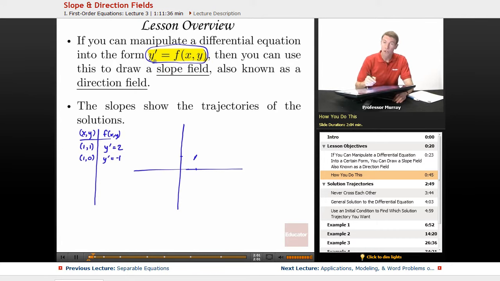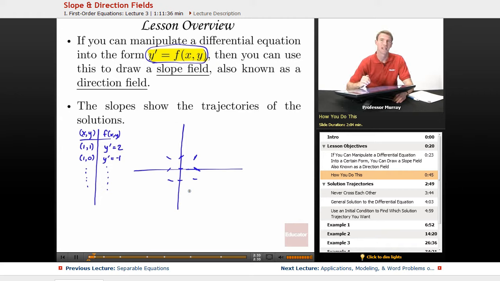And then you would go over to the point 1, 0, and draw a little mark with slope -1. So I draw a little mark here with slope -1. And you do that for all different points here. You find little slopes for all the points, and then you gradually fill up a graph with different slopes at different points. And what you get is called a slope field or a direction field.